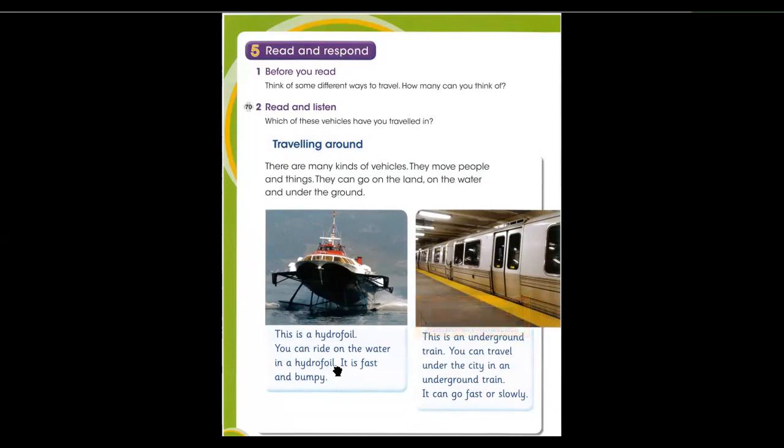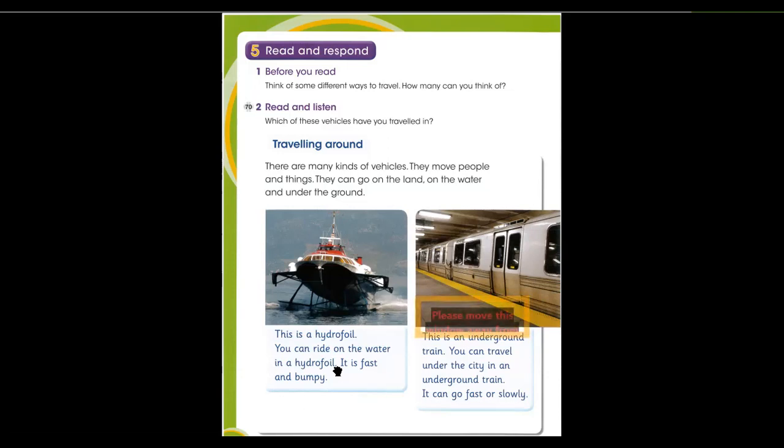And when you sit on it, you feel the jumps. That is why it is called bumpy, because it is moving very fast in the water, so you can feel the movements of water. That is why it is called bumpy. This is a hydrofoil. You can ride on the water in a hydrofoil. It is fast and bumpy.